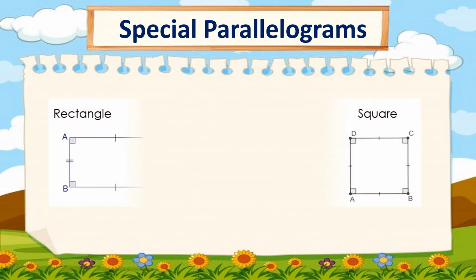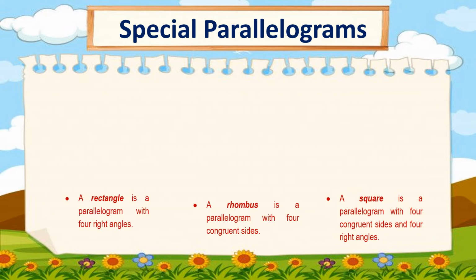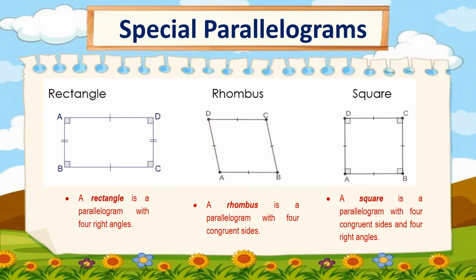Hi! Today, we will learn about special parallelograms. There are three special types of parallelograms. First, we have the rectangle. A rectangle is a parallelogram with four right angles. Next, we have the rhombus. A rhombus is a parallelogram with four congruent sides. And third, we have the square. A square is a parallelogram with four congruent sides and four right angles.